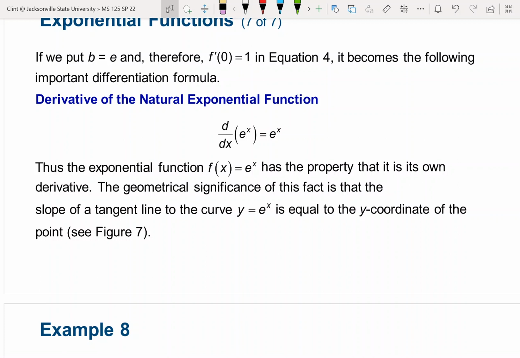Yeah, and there's another way of saying the same thing. Okay, that if you think about the slope of the tangent line to the curve e to the x, it's going to be the same thing as the function value. Okay. That's another interesting way of thinking about it.